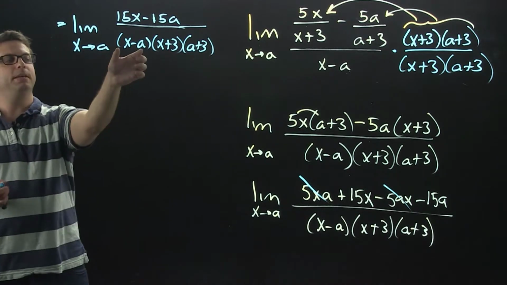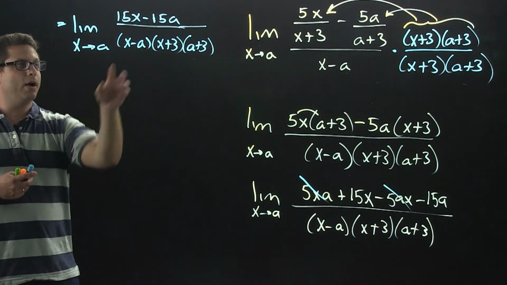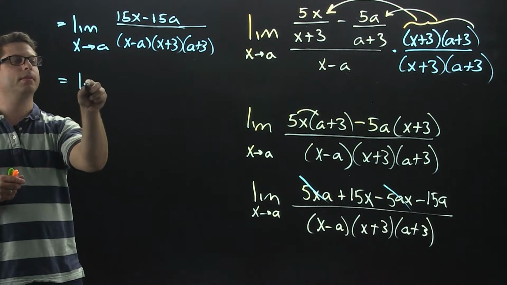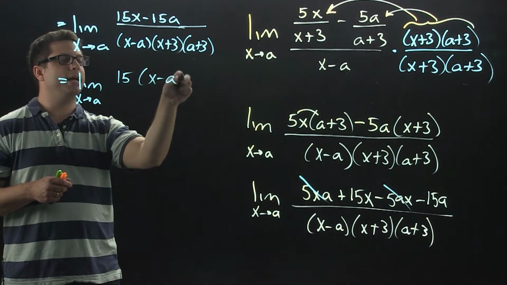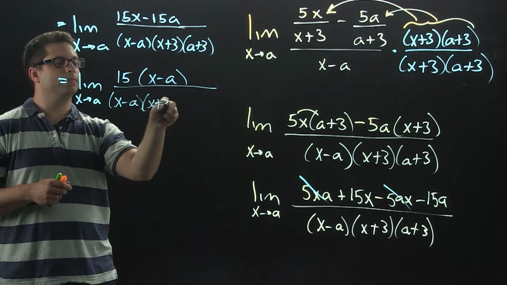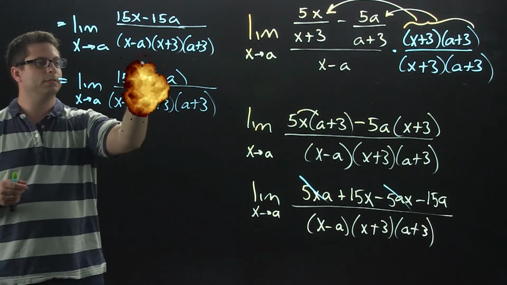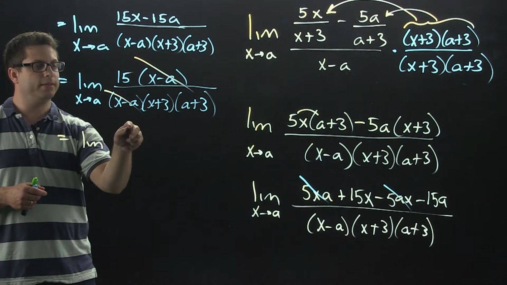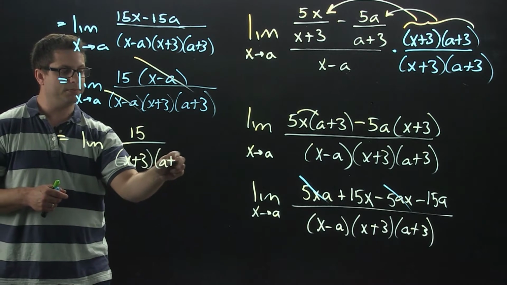Again, keep in mind, always in the back of your mind, that I am trying to get rid of this x minus a. Now I can factor a 15 out from the top. By doing that, I now have my x minus a on top and bottom, with x plus 3 and a plus 3 on the bottom. Okay, I'm going to now cancel those. And that's going to leave me with 15 on top, x plus 3, and a plus 3.